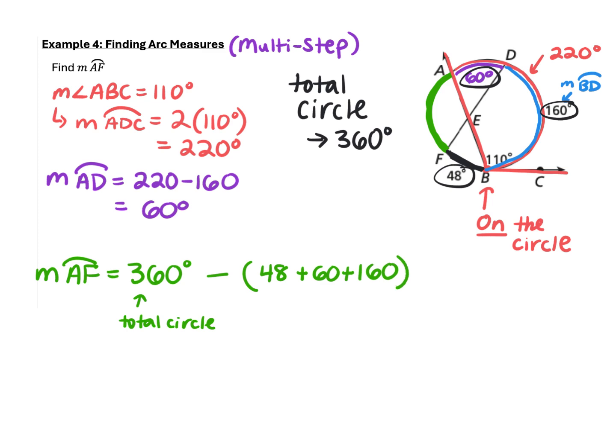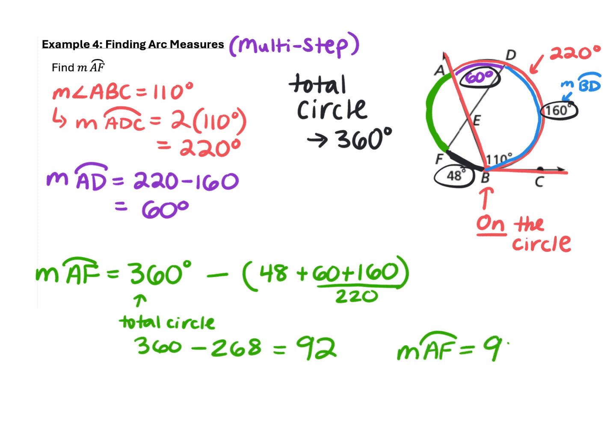Add up these values. 220 plus 48 is 268. So 360 minus 268 is 92. That means the measure of arc AF is 92 degrees.